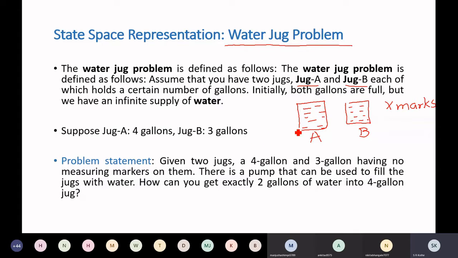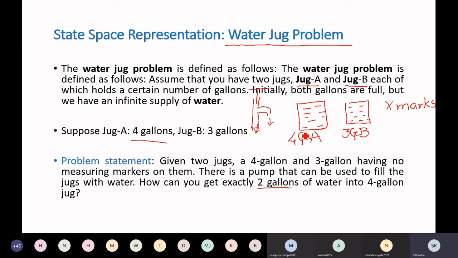But you know, consider the specific case: jug A's capacity is 4 gallons and jug B's capacity is 3 gallons. The first jug can hold 4 gallons of water, and the second jug can hold 3 gallons. Now the problem is, given these two jugs with no measuring marks on them, there is a water pump that can be used to fill the jugs with water.